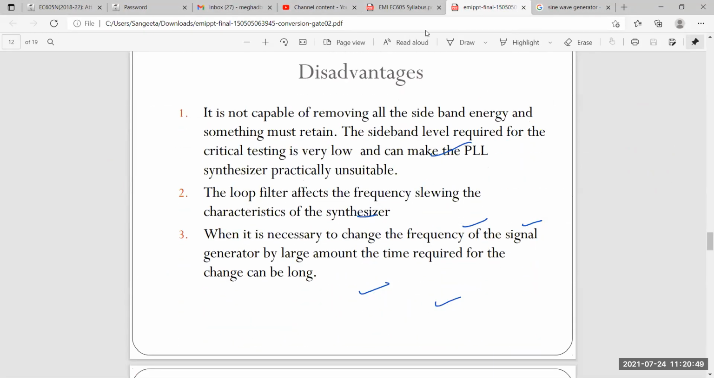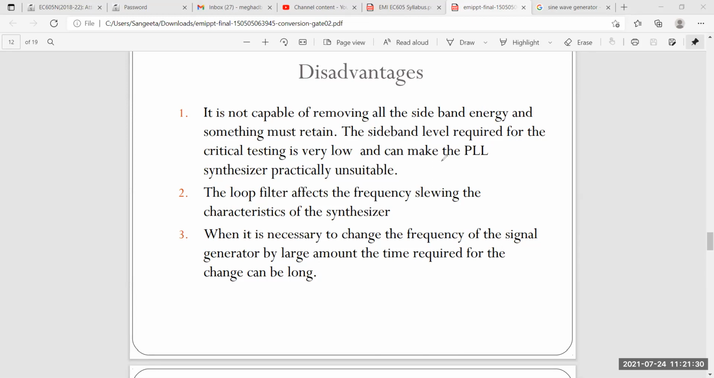Now, definitely, this method has some disadvantages. What are those? It's written here. It's not capable of removing sideband energy, and the loop filters affect the frequency slewing characteristic, which depends upon the harmonics. Also, change in frequency of the signal generator can take a long time. So when it is necessary to change the frequency, you are taking a lot of time. That is also one of the disadvantages of this method.